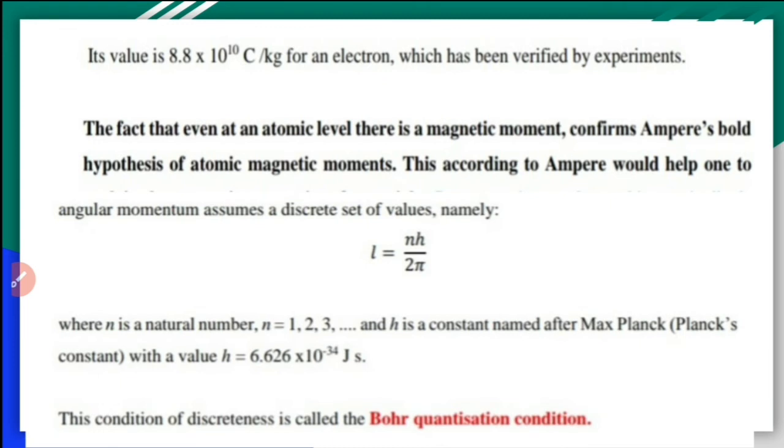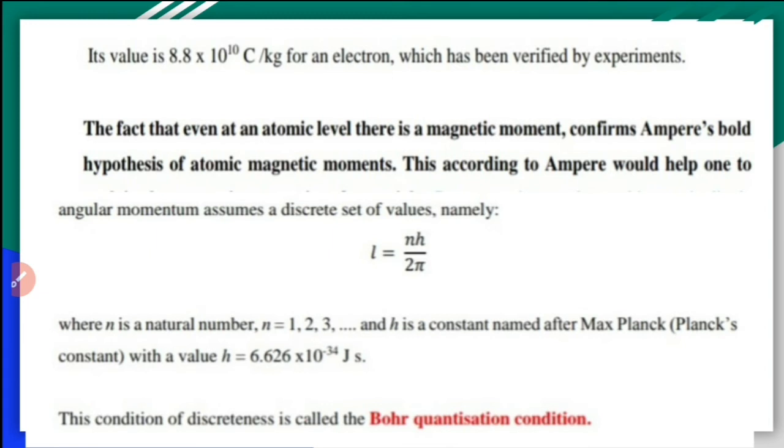From that we can obtain the value of mu L for one single electron in the hydrogen atom. How much is that magnetic moment? We can calculate that using the Bohr quantization condition. This I think you have studied in chemistry. According to the Bohr model of atom, the angular momentum will be an integral multiple of h by 2 pi.